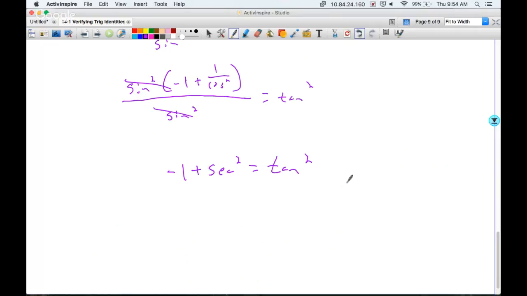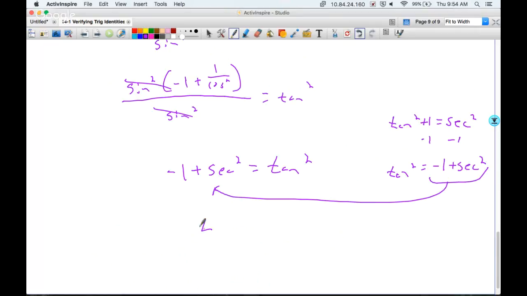And that, if I take tangent squared plus 1 equals secant squared, and I subtract 1 from both sides, I'll have tangent squared equals negative 1 plus secant squared. I can sub that in there. Now I've got tangent squared equals tangent squared.